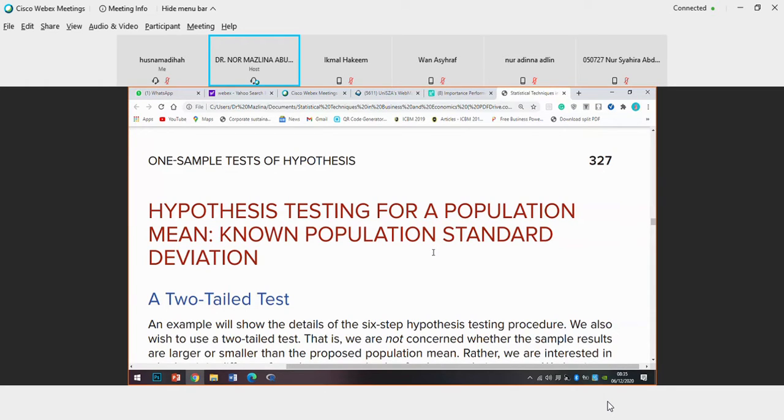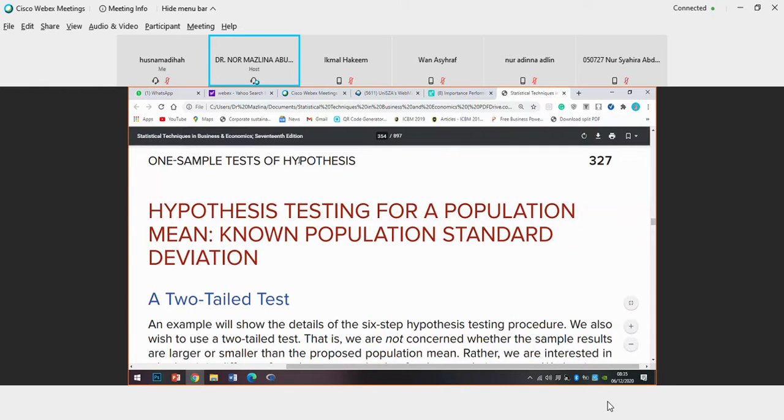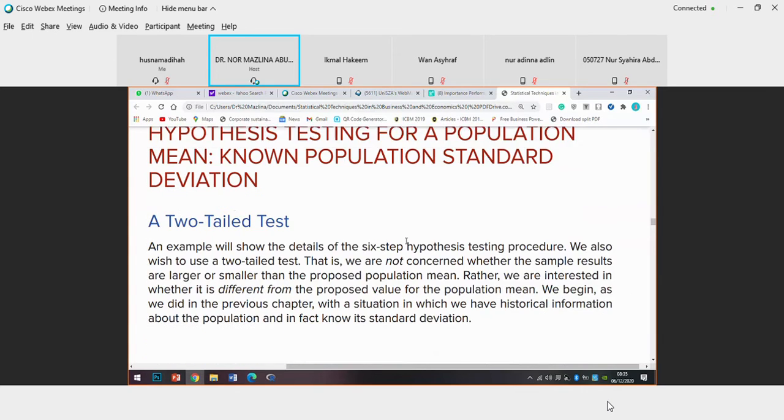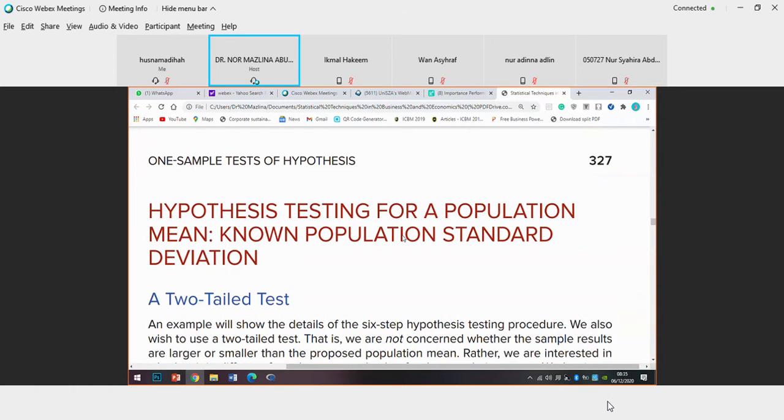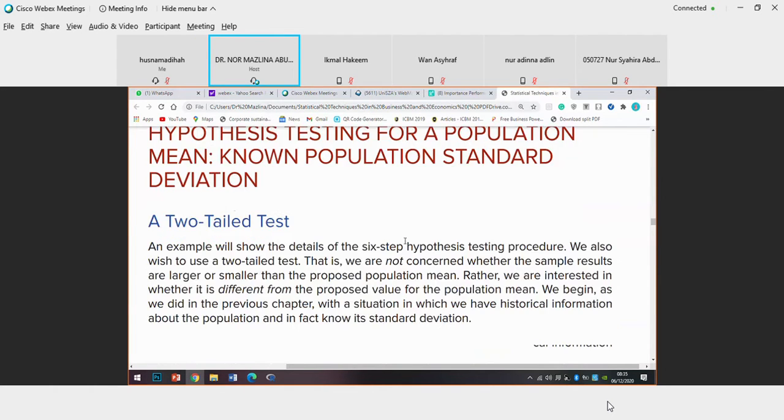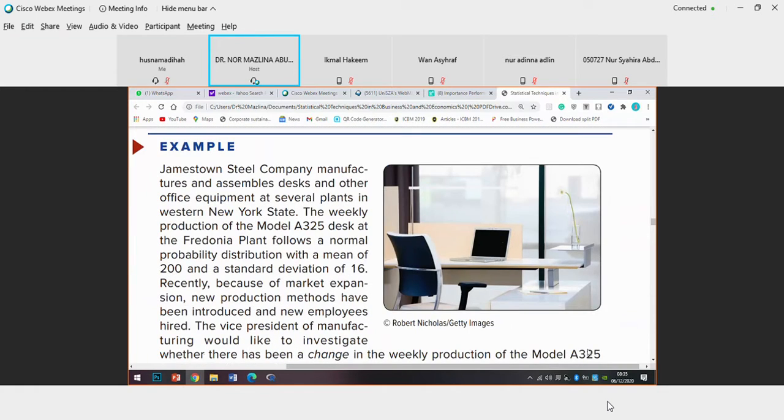So hopefully after the term break, the semester break, we're going to look at two sample tests of hypothesis. For this week, we're going to finish up this chapter. Last week, we tried hypothesis testing on one sample test, and this is the example that we were looking at.